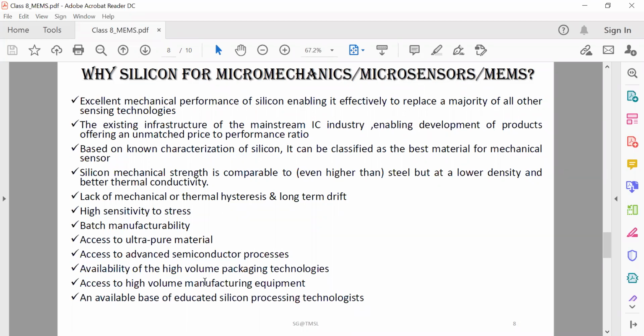Since available manpower is there, there is no extra investment for training the manpower. That is one advantage in case of silicon MEMS. So those points basically enable us to go ahead with silicon MEMS to a greater extent. That's why silicon is preferred, because it is already used in VLSI technique.